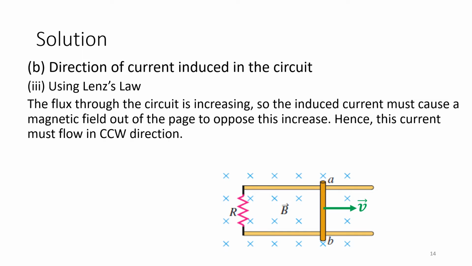We know that the magnetic flux is increasing, so whatever induced current is produced must deliver an out-of-page magnetic field to somewhat counter the change. Using the same convention from the previous slide, an out-of-page magnetic field is produced by a current running in the counterclockwise direction.